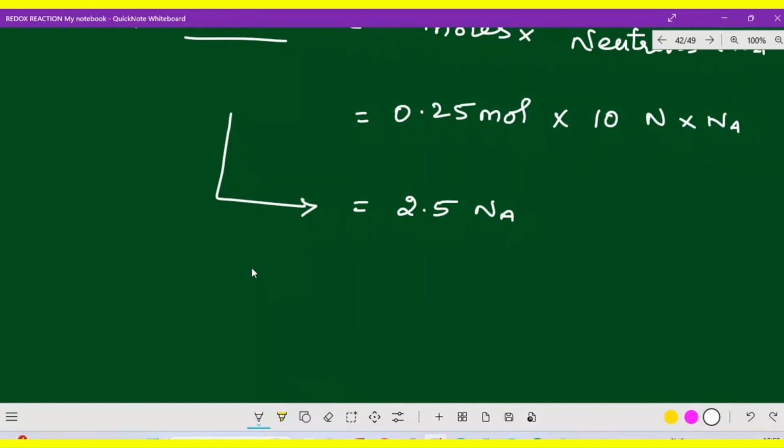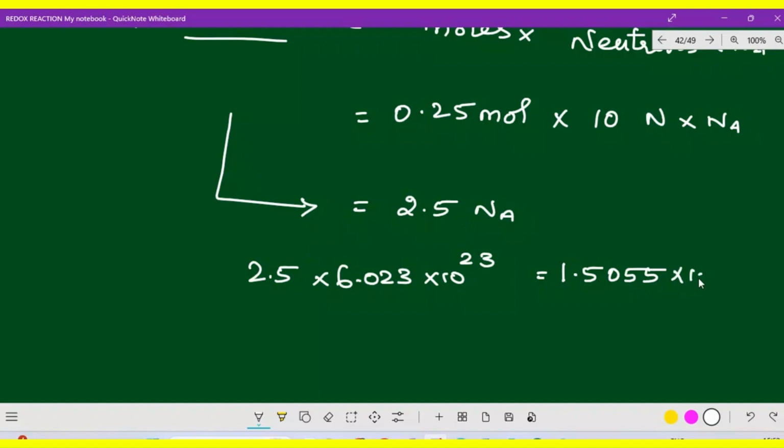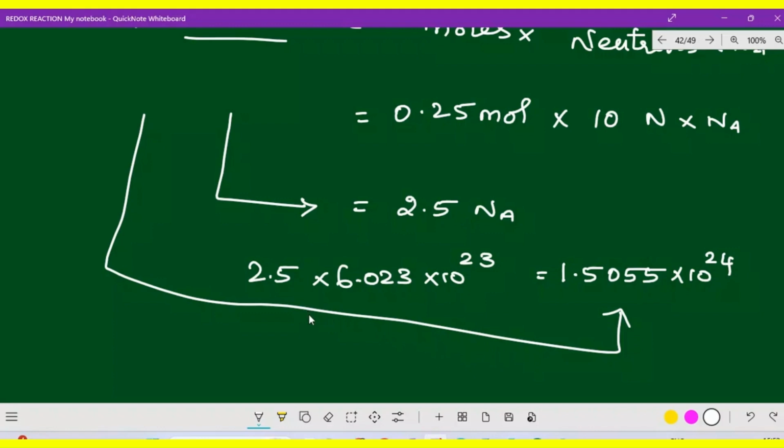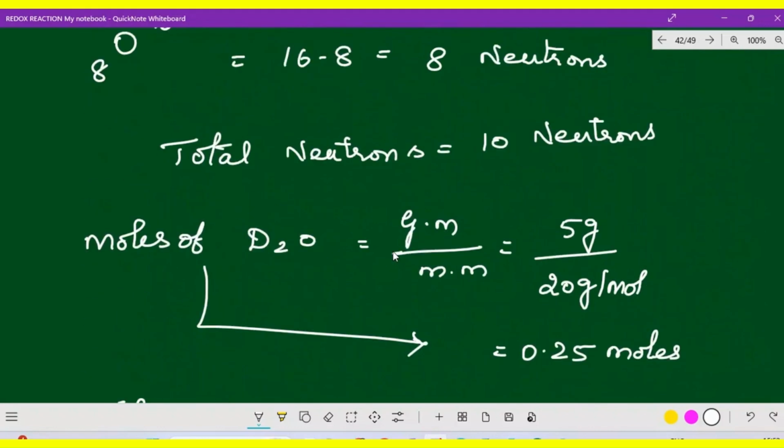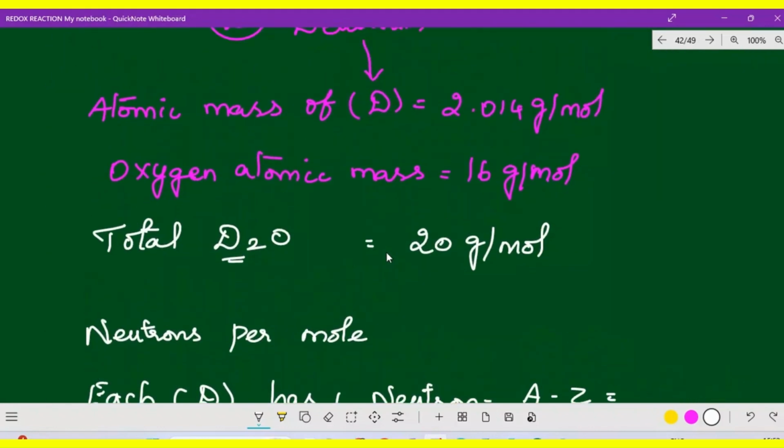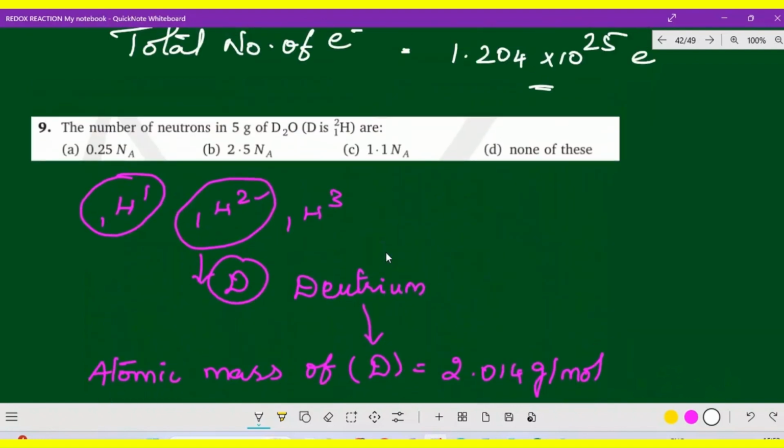So you will get 2.5 into 6.023 into 10 to the power of 23, which is 1.5055 into 10 to the power of 24. So the total number of neutrons is this one, otherwise 2.5 Na. Which is the correct option? Option B is the correct option. I hope you got the clarity. Come on, let's go to the next question.